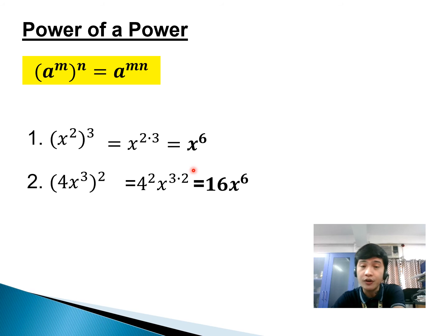Simplifying this further, you have 16x raised to the 6th power because 4 squared or 4 raised to the second power is 4 times 4. Okay? Kaya siya 16x raised to the 6th power. So that is our third rule of exponent.